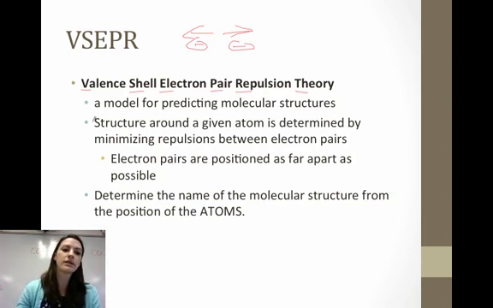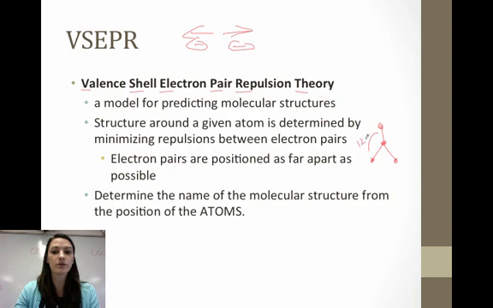All right? So basically this is a theory and a model for predicting molecular structures and their shape. The structure around each atom is determined by minimizing repulsion. So basically the electron pairs are going to be as far apart as possible. So if you have a center atom and you've got 3 electron pairs, they're going to push themselves away from each other as far as possible, just like this one, where you have 120 degrees between each of them. All right, they're going to push far apart. And basically what you're going to be doing with this is determining the name of the molecular structure. You're going to determine the name of the geometry based on its atoms.